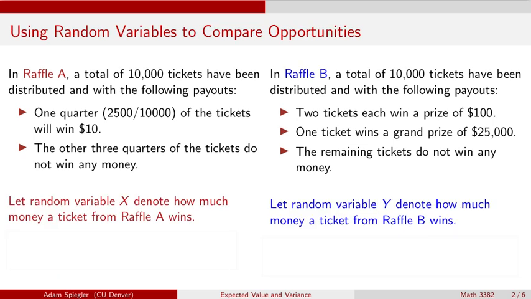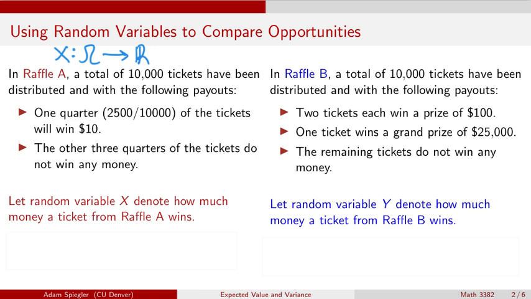Okay, so recall the general definition for our random variable X is that random variable X is a map from a sample space into some subspace of the real numbers. So in this case, our sample space is going to be all of the 10,000 possible tickets in each of these raffles. We pick a ticket, and our random variable X is going to map that outcome to the amount of money that that ticket wins. So we're going to let random variable X denote the outcomes in raffle A. We're going to let random variable Y denote the amount of money that a ticket wins from raffle B.